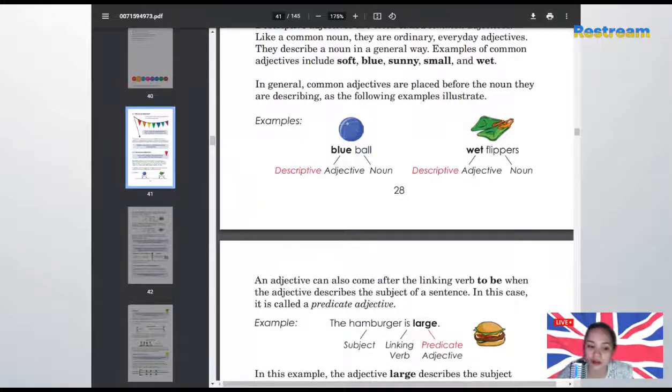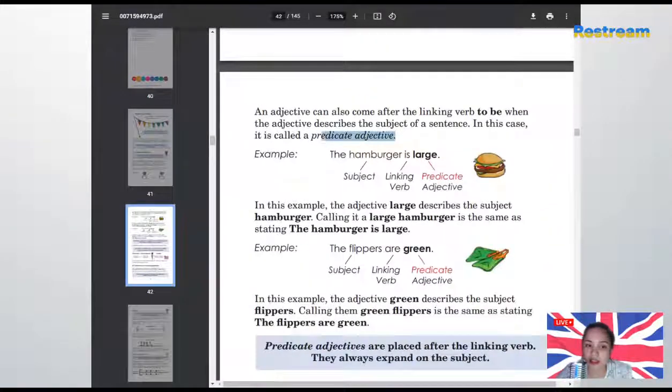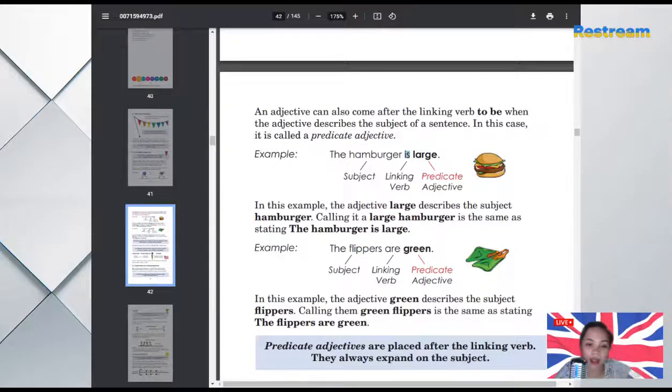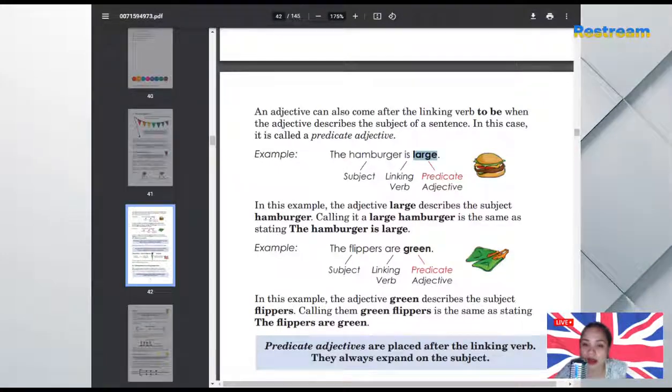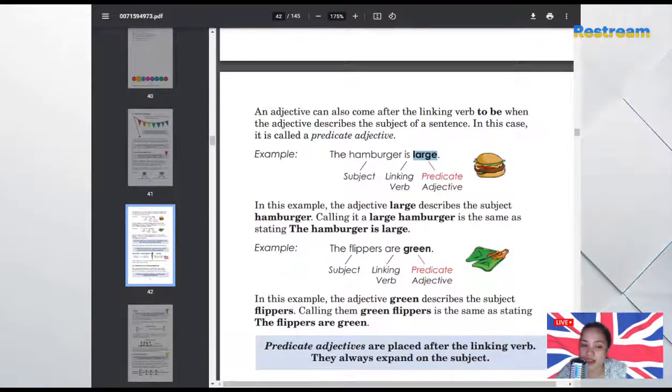While for the predicate adjective, you will start first with the noun. For example, here the hamburger. This is the noun or our subject. And before we say the adjective or the predicate adjective, we will put first a linking verb. So for example, we have is, and that's the time that we will put the adjective. We have the adjective large. Large is our predicate adjective.